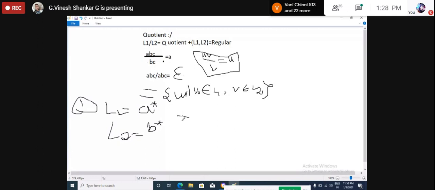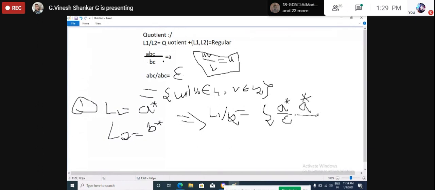Now they are asking to find L1 by L2, the quotient L1 by L2. What is A star by B star? What can I take? Tell me. What will I be getting for A star by B star? I'll be getting A star. First A star, no? In that A star, the first one can be epsilon. Right? Second one, A star by when you're having B, small b.